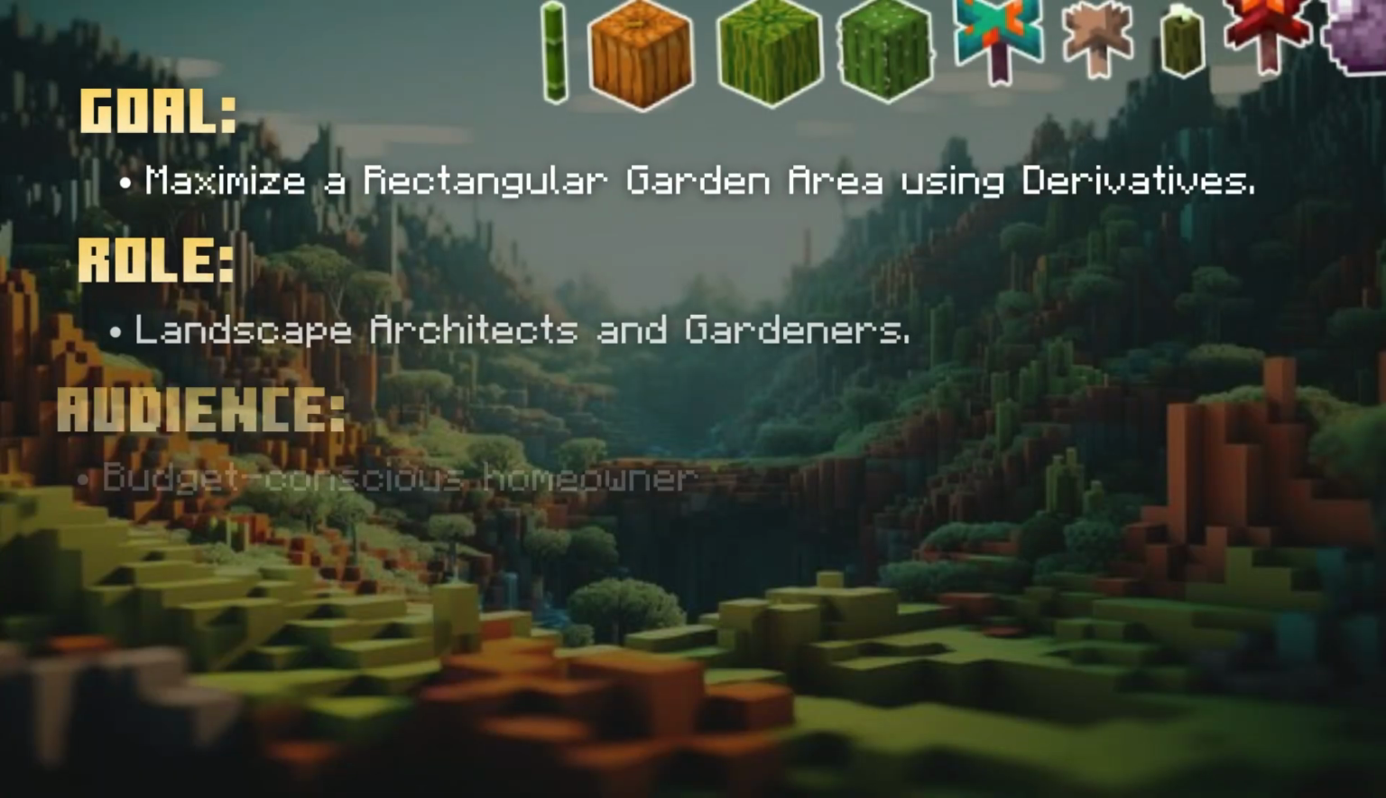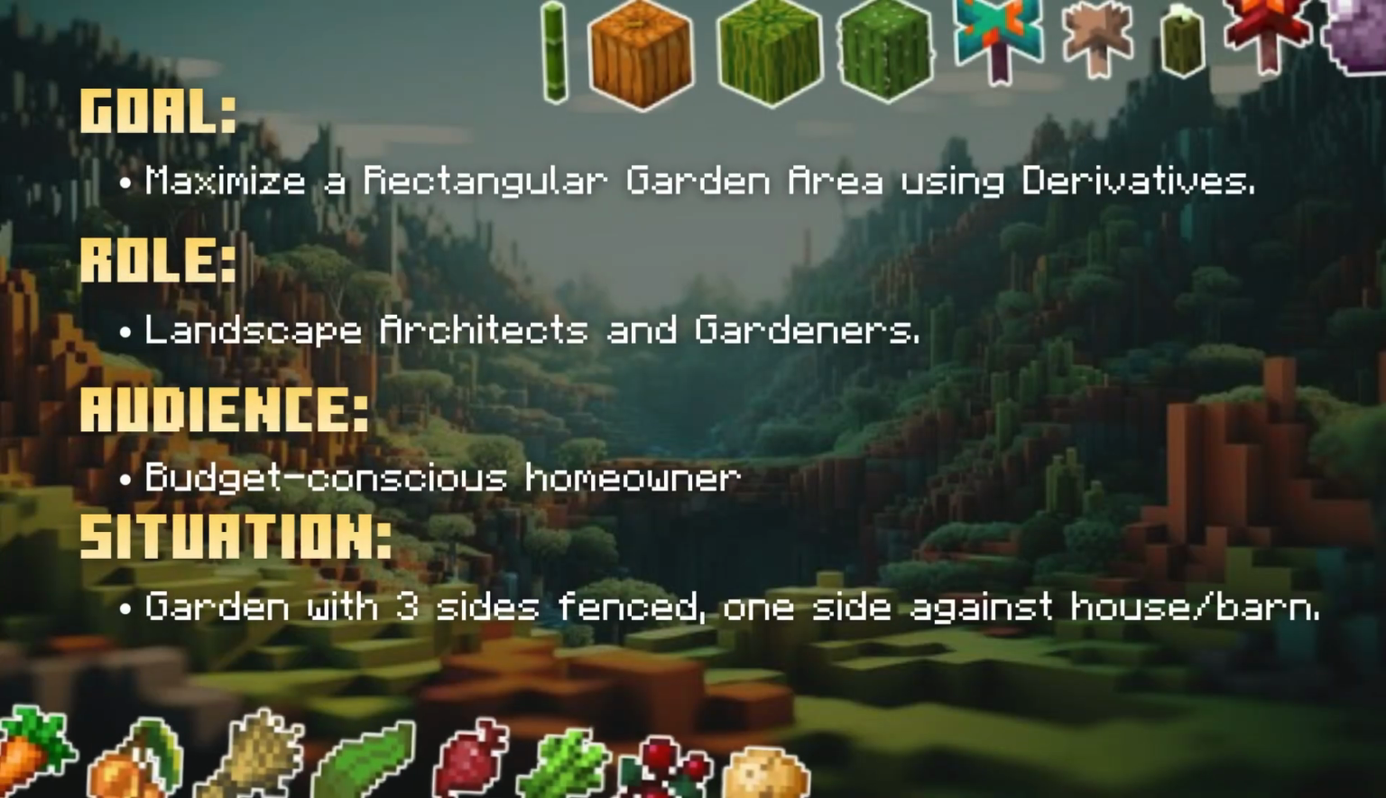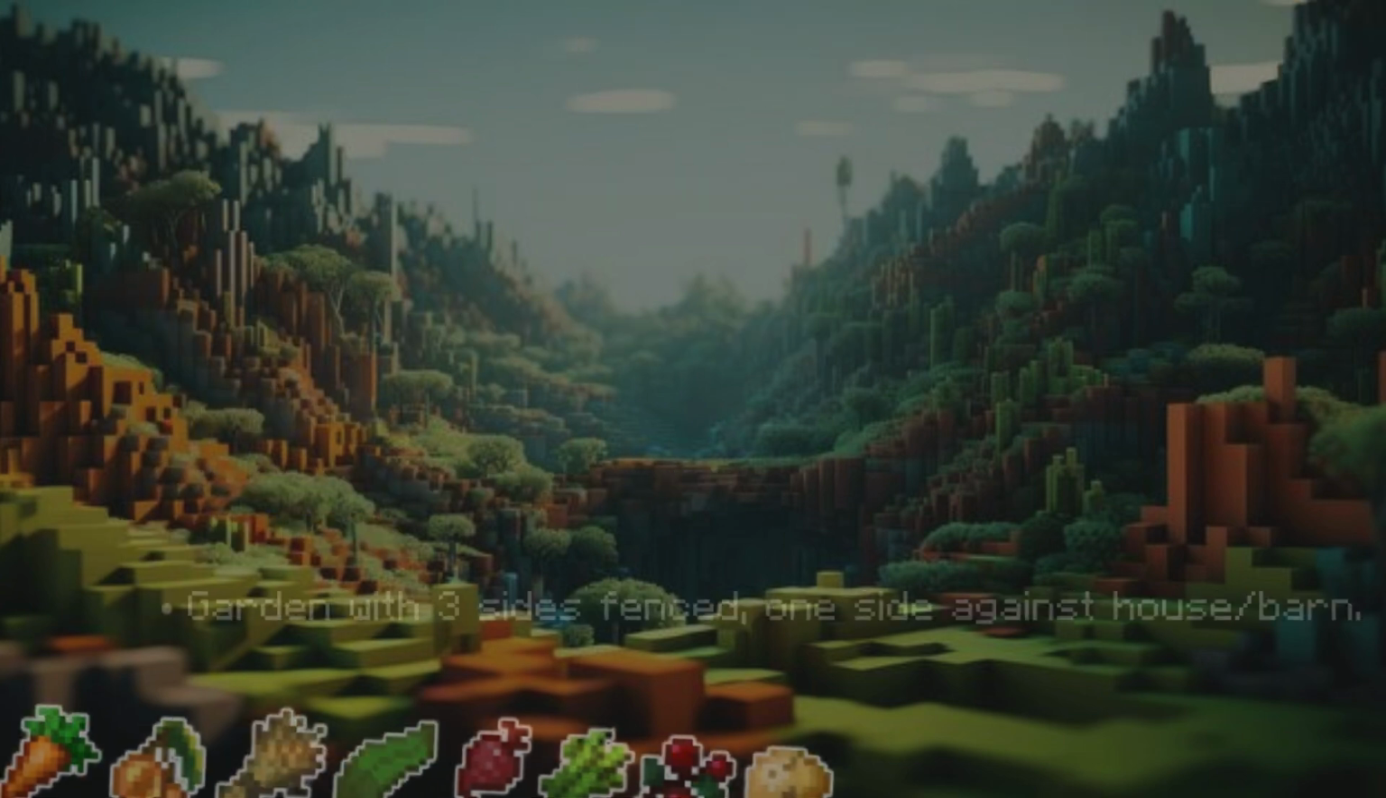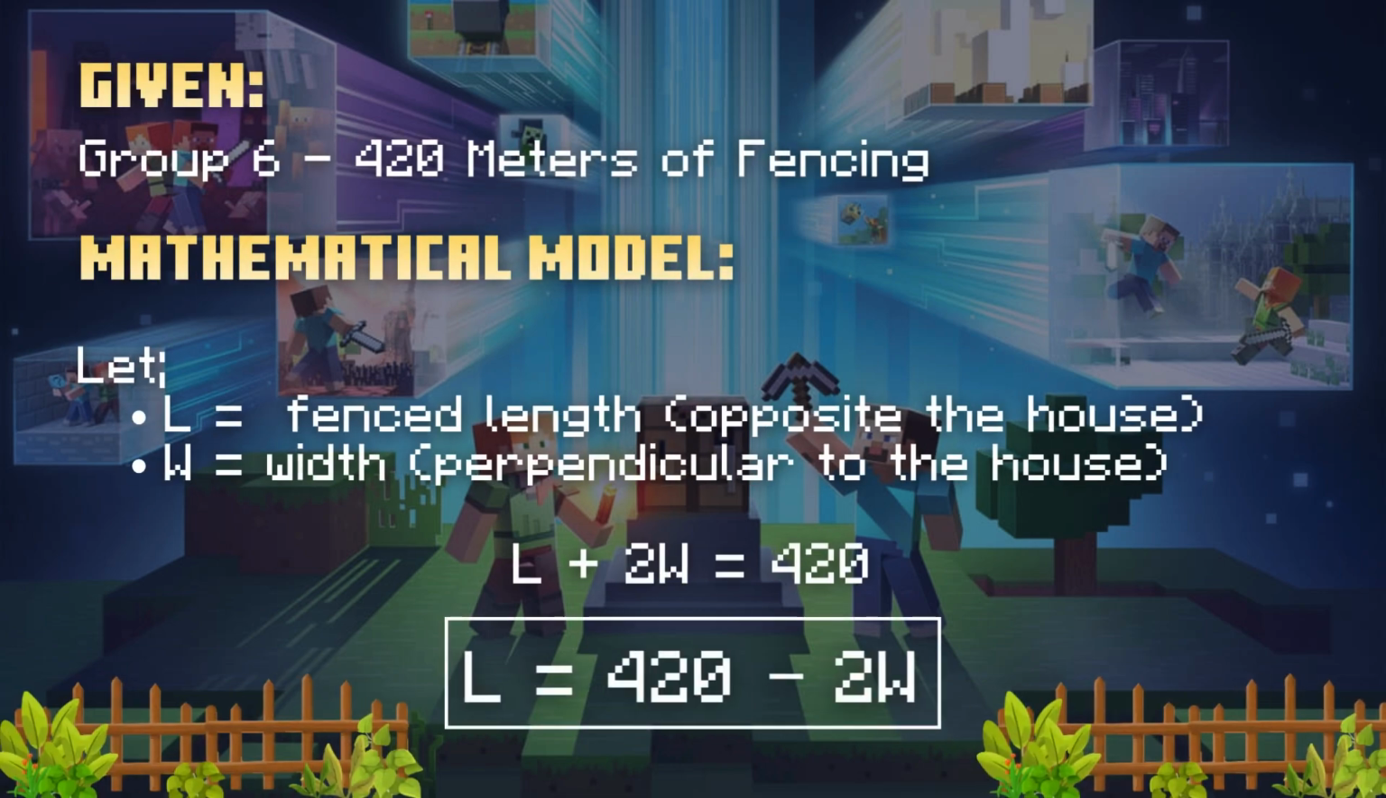But first, here is our goal. Our goal is to maximize the rectangular garden area using derivatives. Our role is that we are landscape architects and gardeners. The audience is a budget consortium owner. And our situation is that we have a garden with three sides fenced with one side against a barn or a house. Next, our given for Group 6 is that we are given 420 meters of fencing.